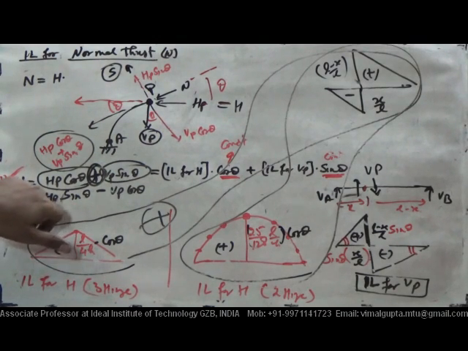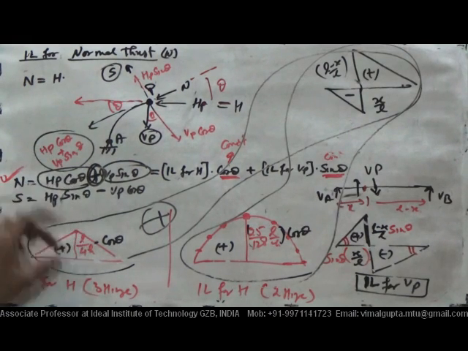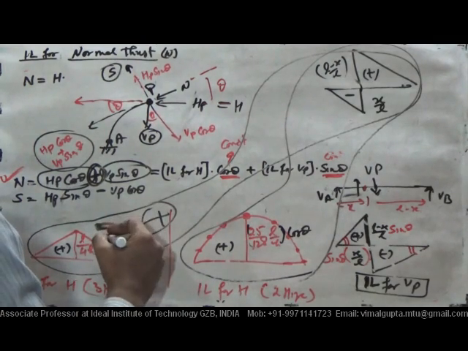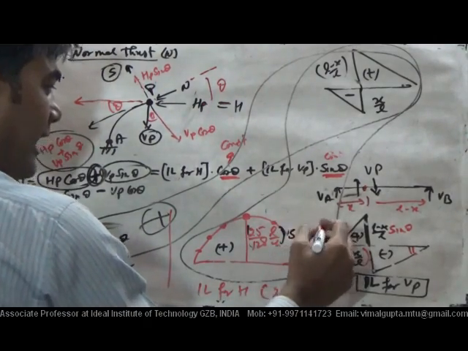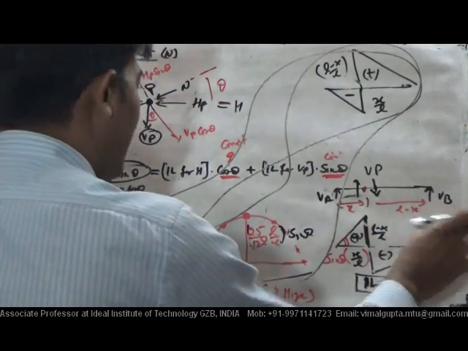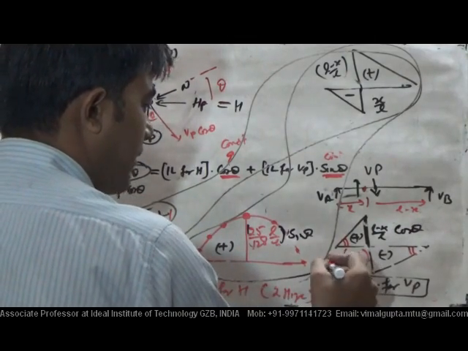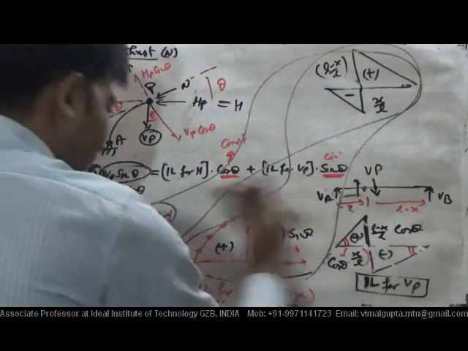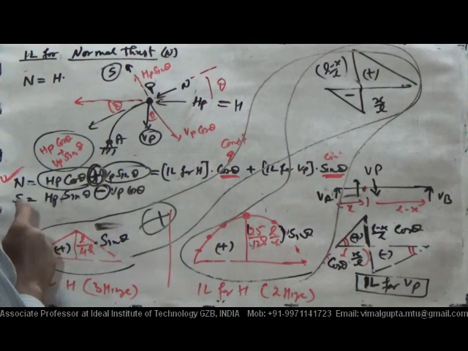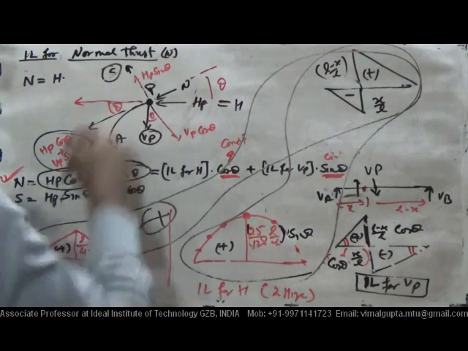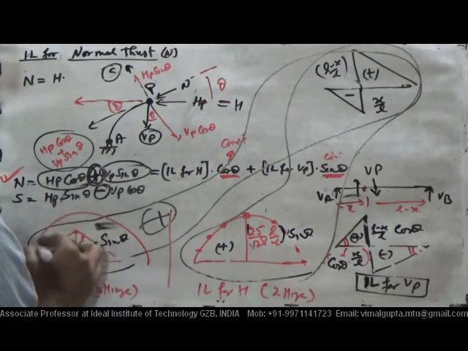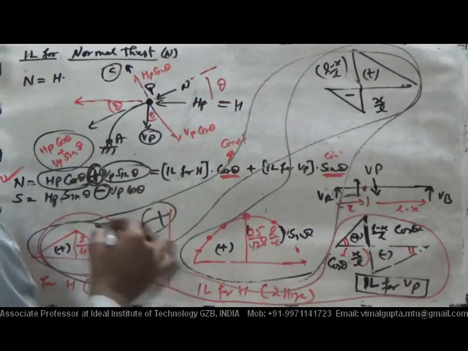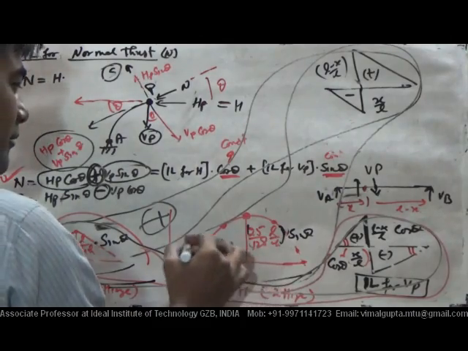Since it is IL for H_P into sin theta, that ordinate for the 3 hinge arch will be multiplied by sin theta. And that ordinate, since it is cos theta, will be multiplied by cos theta. Now since this is a negative sign, you need not worry, add up these two. So for this one, S is the radial shear. For the 3 hinge arch, it will be the summation, the superposition of this one, and for the 2 hinge arch, it will be the summation of these two figures.